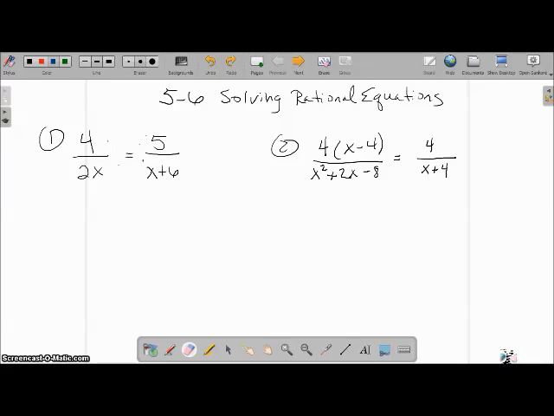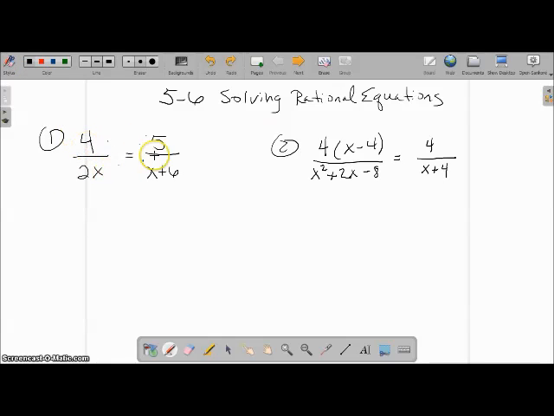Alright, this is a lesson on section 5.6, solving rational equations. You're going to use a lot of the same techniques you used when you were adding, subtracting, multiplying, and dividing these rational expressions. So we'll start with something on the easier side.